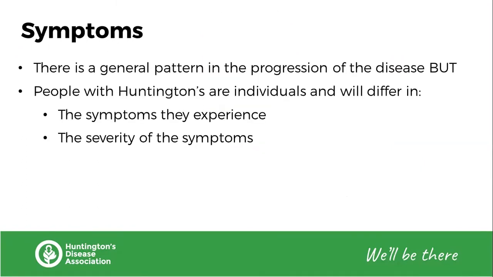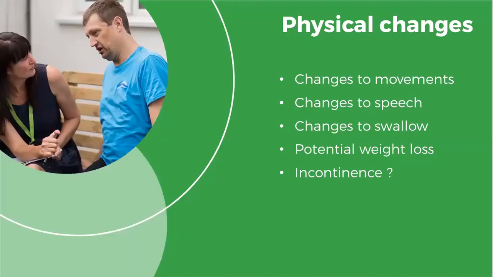So there is a general pattern in the progression of the disease, but people with Huntington's are individuals, and there's a huge variation in the symptoms that people experience. So some people might experience a lot of physical symptoms and fewer mood symptoms, other people in a different way. And the severity of those symptoms is different. So there's no 2 people with Huntington's who will present in the same way, but there are common themes that we know of, which mean that we can look at some strategies which might be suitable for most people.